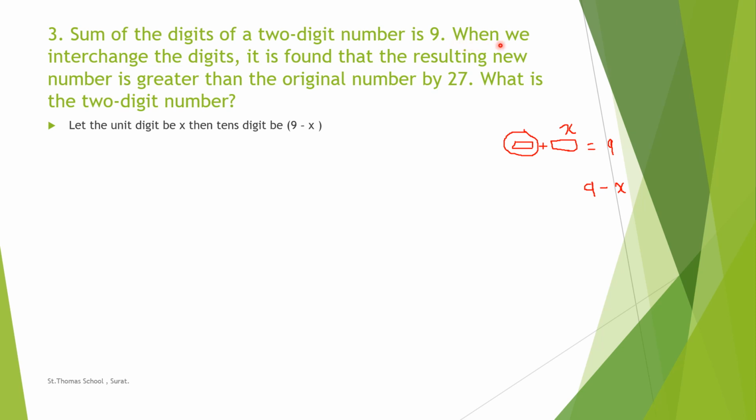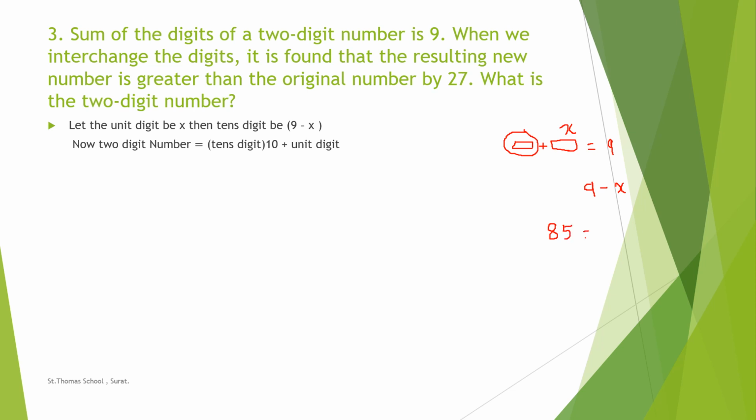Now read the question. When we interchange the digits, it is found that the resulting new number is greater than the original number by 27. Now, a two-digit number is equal to the tens digit multiplied by 10 plus the unit digit. How did you get this? For example, I am taking one example here, 85. You can take any two-digit number.